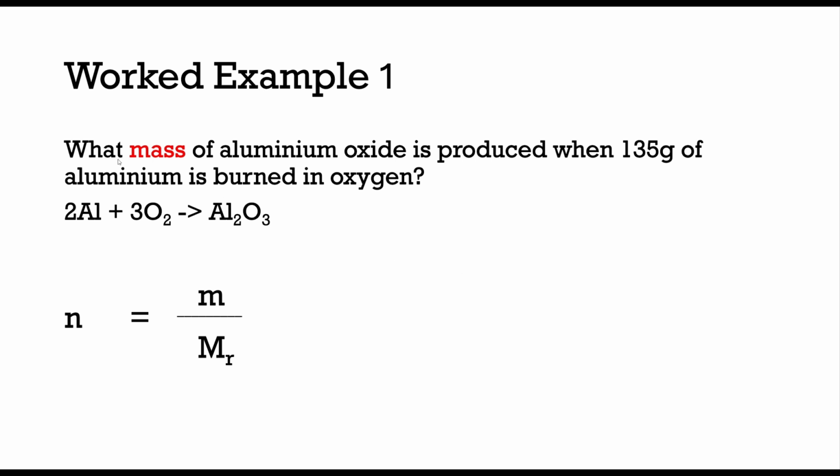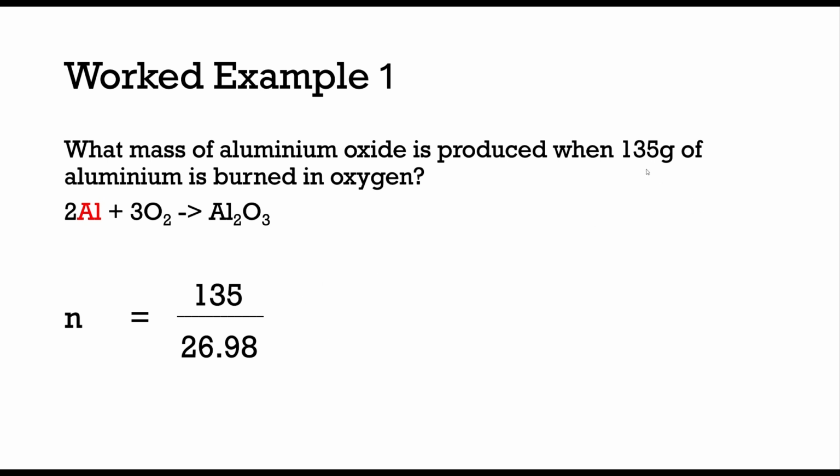So here we can see that mass is highlighted in red, which means that we are immediately going to use this formula saying that moles is equal to mass, which is the important part, over Mr. The next part is trying to find data from the question and trying to link it to this equation. So here we have 135 grams of aluminum, and that applies to this aluminum molecule here. So we can actually plug in the values into this formula.